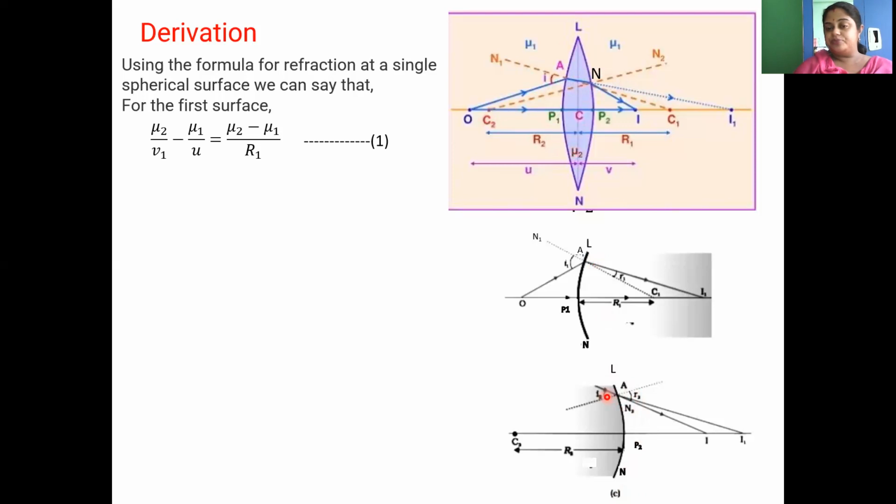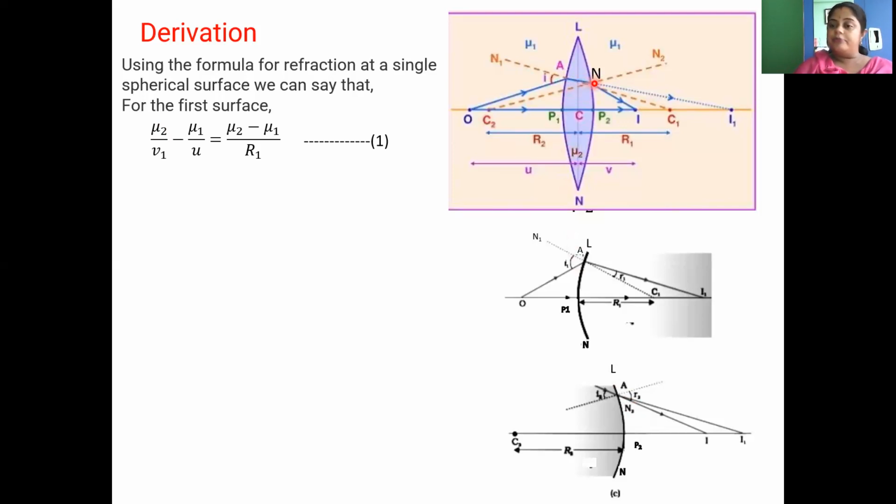Here I1 is the object, and light is traveling from denser to rarer. So it bends away from the normal. You can see from here, AN will suffer another refraction. That is, AN is the incident ray. At point N, we can draw the normal.